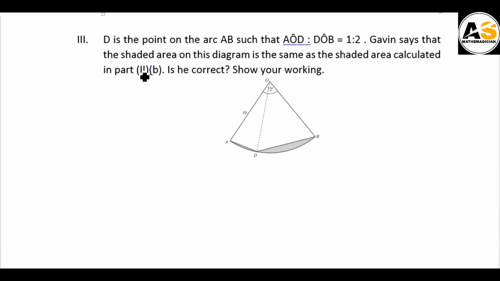Last part of today's class, D is point on the arc AB. This is D. Angle AOD to angle DOB is 1:2. It means we will divide this 72 in 1:2. This will be 24 and this will be 48 degree. Gavin says that shaded area on this diagram is same as the shaded area calculated in the previous part. We have to check whether he is correct or not.